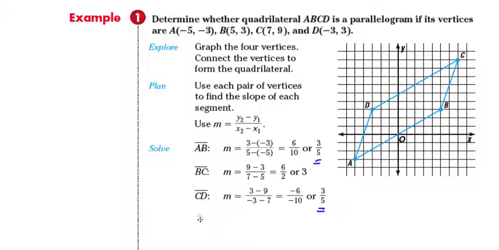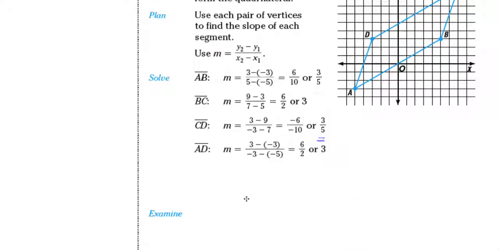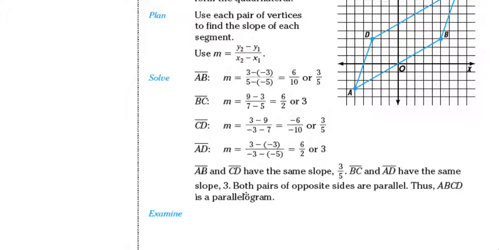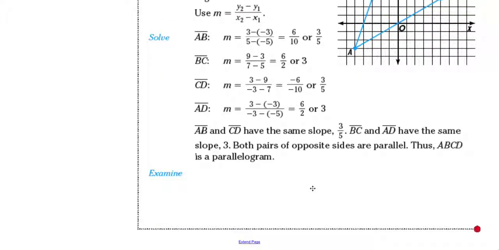Okay, so one more time, if AD is parallel to BC, then we have a parallelogram. And as it appears, using point A and point D, we have a slope of 3. So AD and BC are also parallel. Segment AB and segment CD have the same slope, 3/5. BC and AD have the same slope, 3. Both pairs of opposite sides are parallel. Thus, ABCD is a parallelogram.